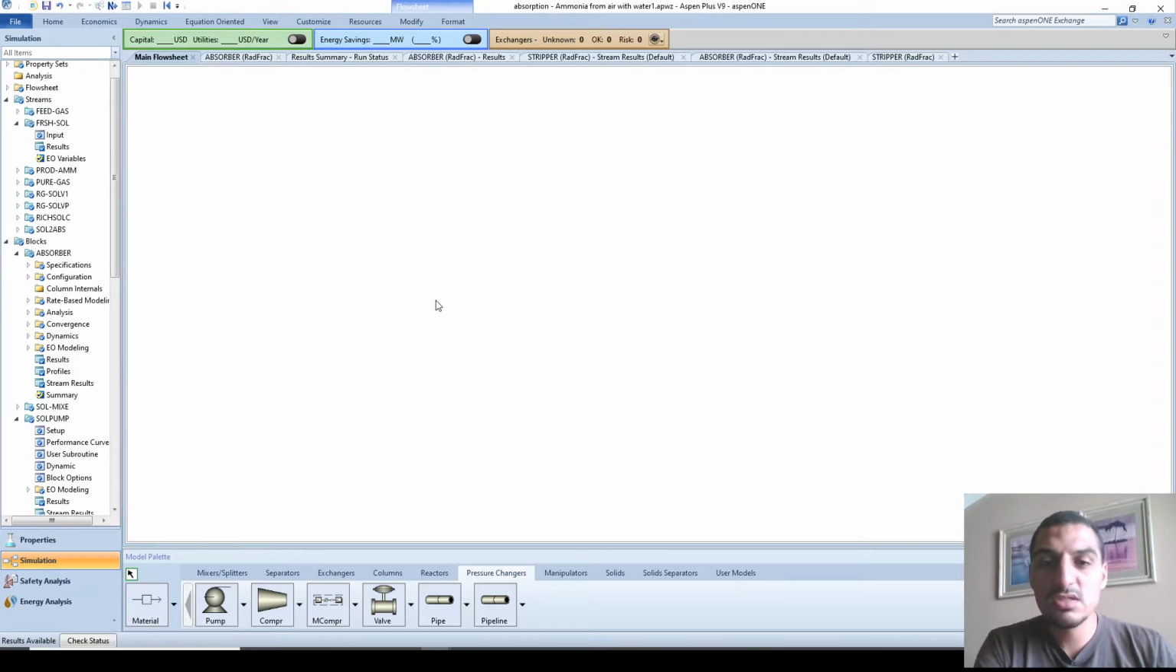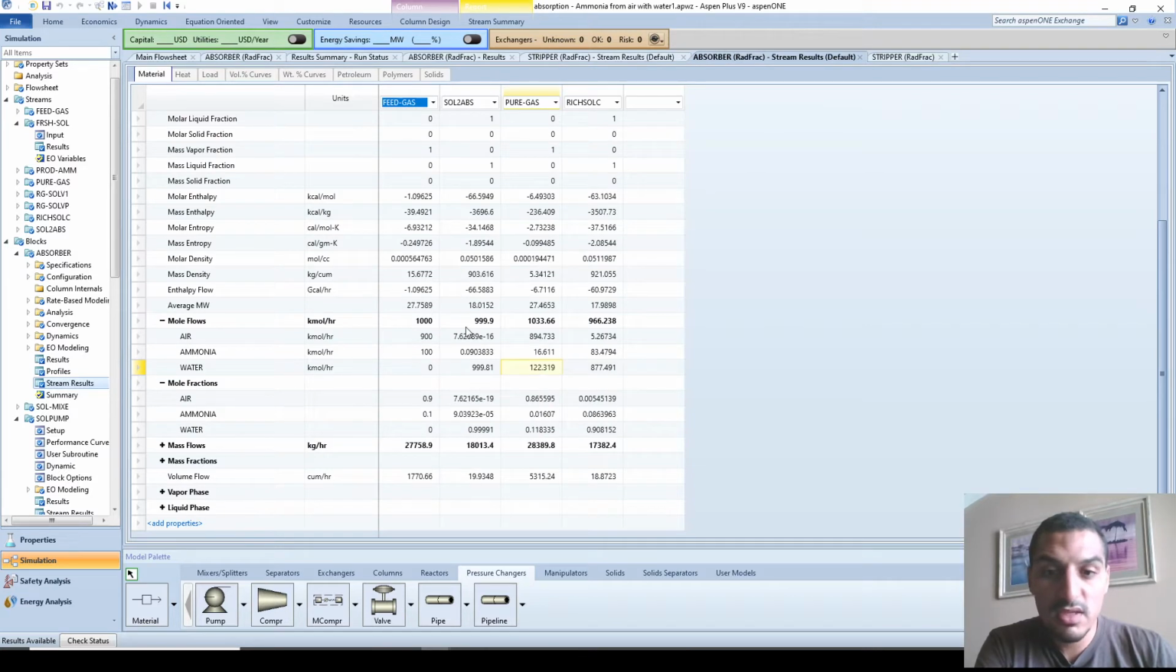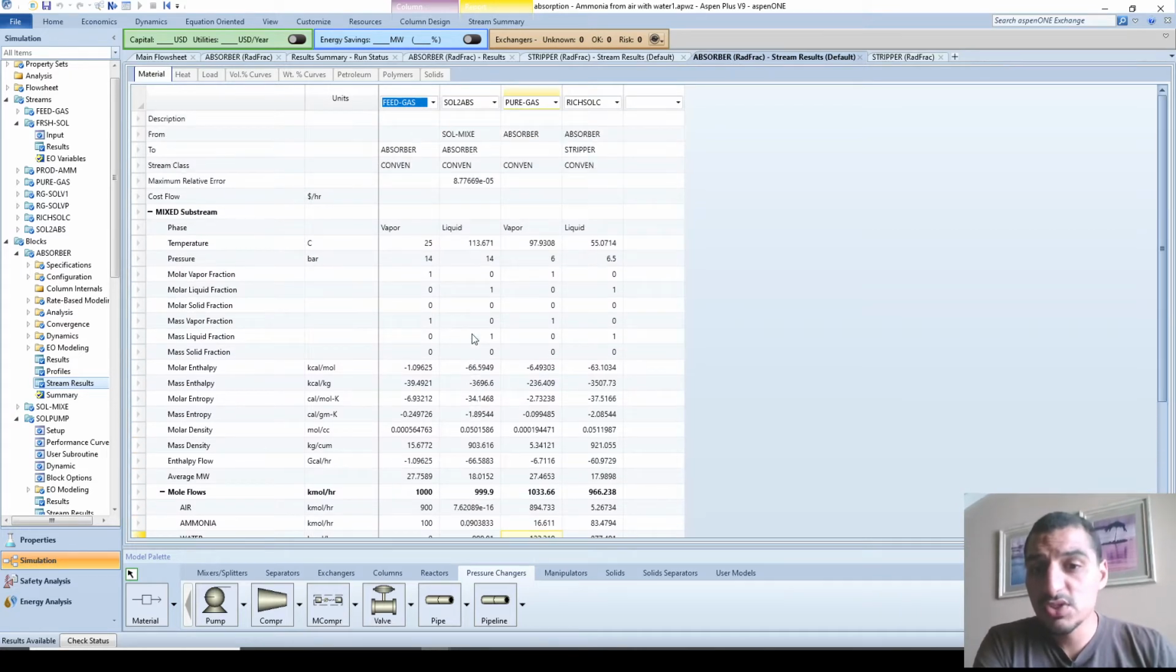Back to the stream results, we found that the flow rate and the composition are fine, the pressure is fine, but the only issue here is this. The temperature of the feed solvent to the column is way higher than it should be. It should be 25 degrees and it's now 113. And we mentioned before that the high temperature reduces the efficiency of the absorption.